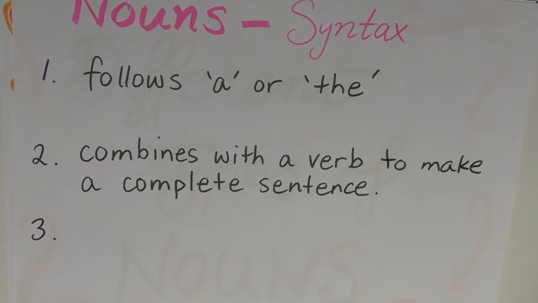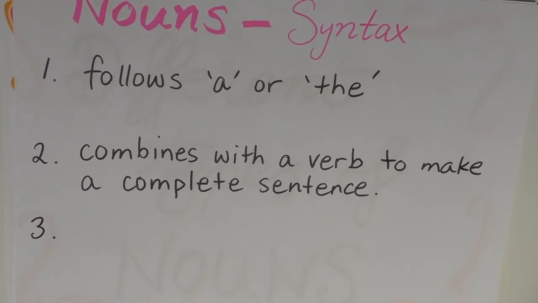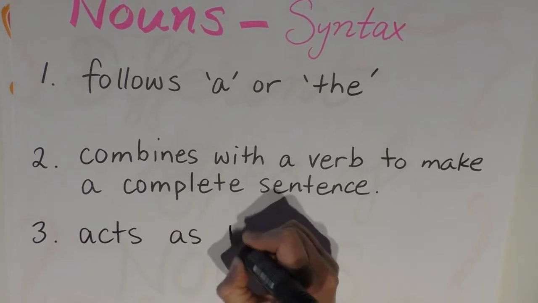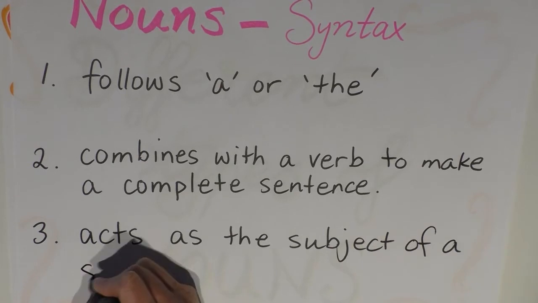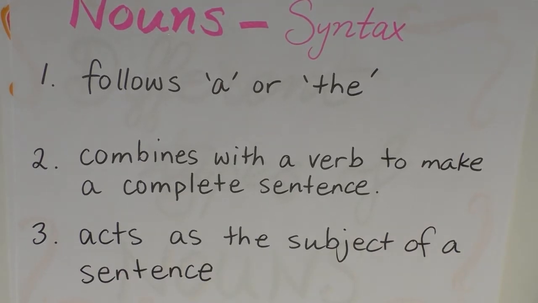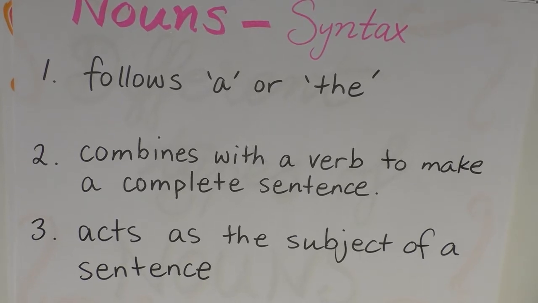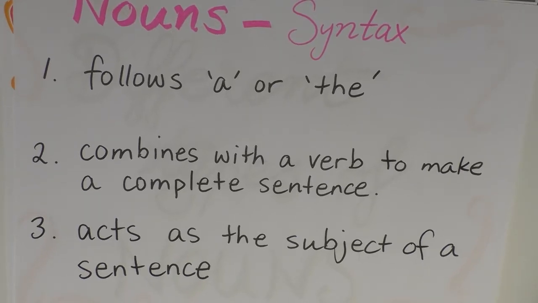Our second syntactic behaviour is that a noun can combine with a verb to make a complete sentence. Examples of this are things like eat something or stop that, those kinds of imperative sentences. And finally, a noun can act as the subject of a sentence. So there are some things that I need to introduce to you before you can fully understand these syntactic behaviours of a noun, but we have to start somewhere, and as we gain more knowledge we can return to this and make a little more sense of them.